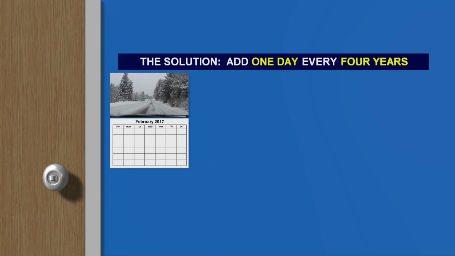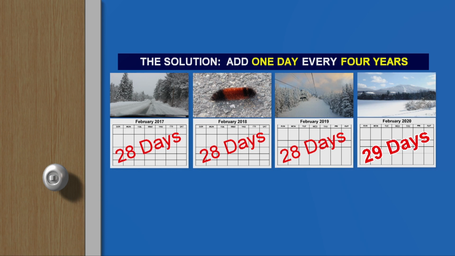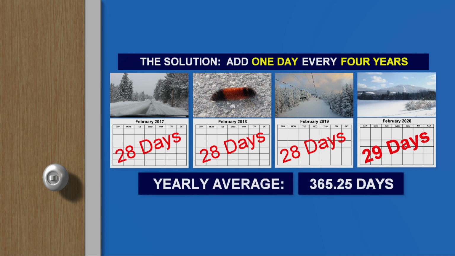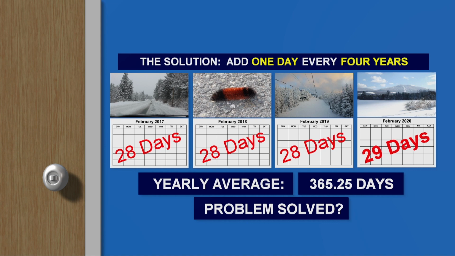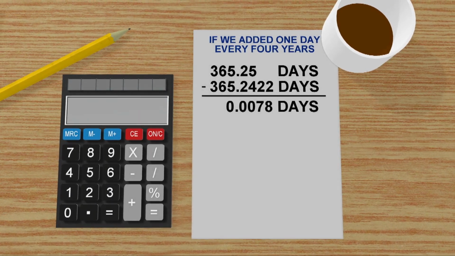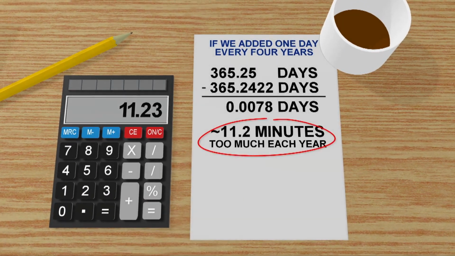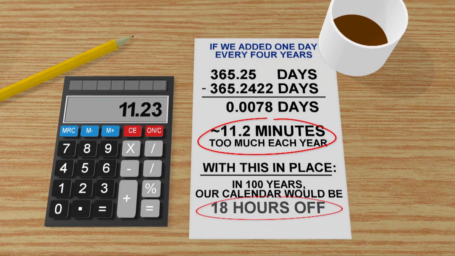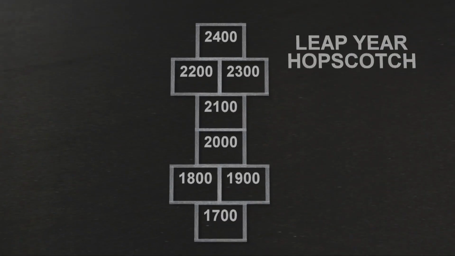So one solution is to add 1 day for every 4 years, and that makes up a lot of the time. That actually makes up 365.25 days. So the problem solved, right? Well, that little extra time there adds up as well. So we need to account for that too, because that leaves us with around 11 minutes too much each year. And with that in place, that would keep us 18 hours off, or almost a whole day off for every 100 years. And in the span of time, that's a lot of time.